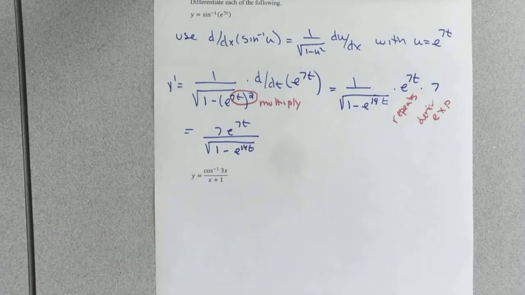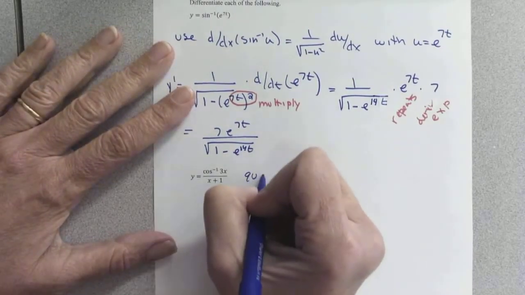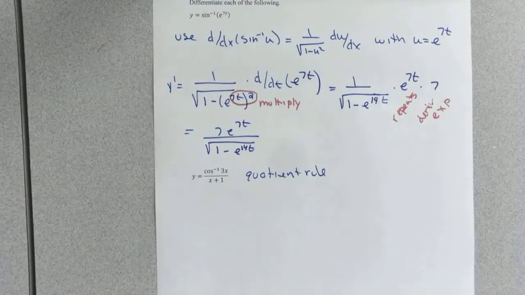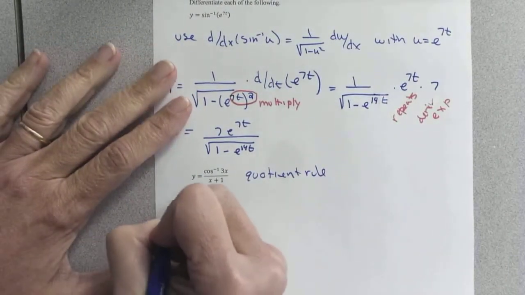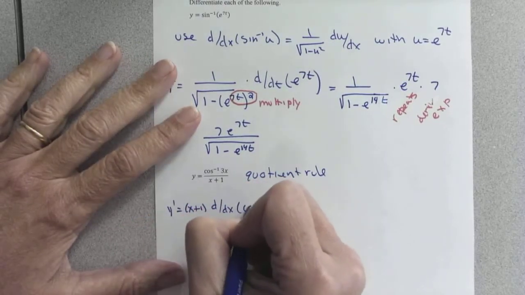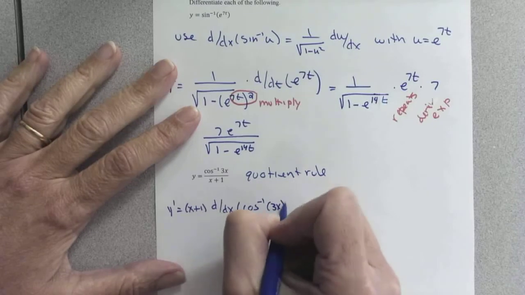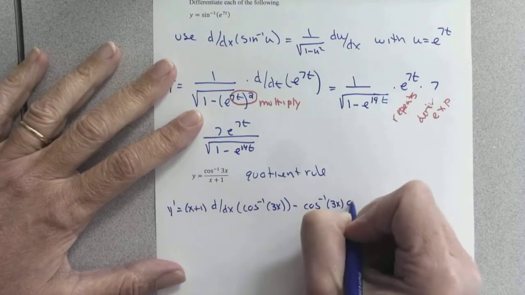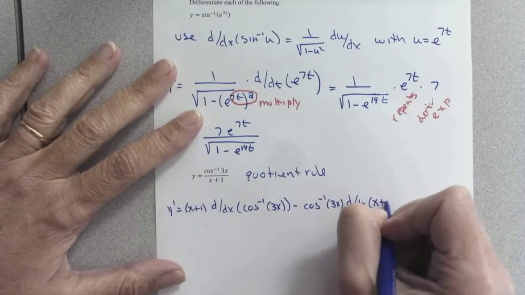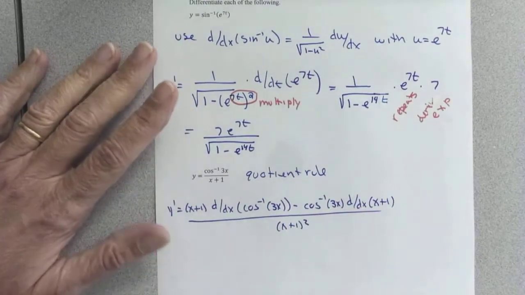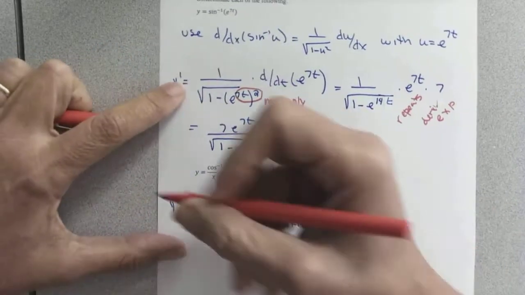Okay, next one. First and foremost, quotient rule. So let's start with quotient rule. Plain denominator, derivative of the numerator, minus plain numerator, derivative of the denominator, all over the plain denominator squared. Quotient rule.